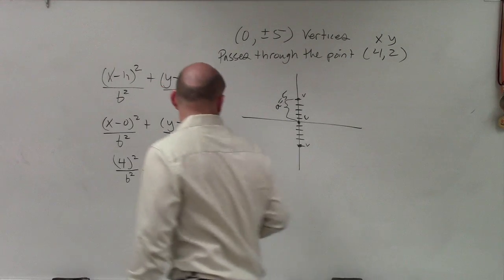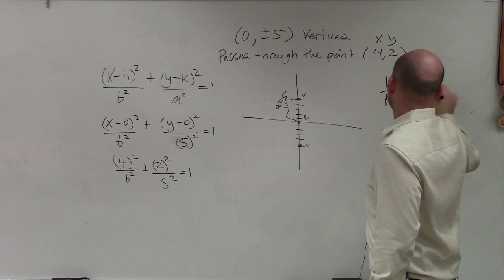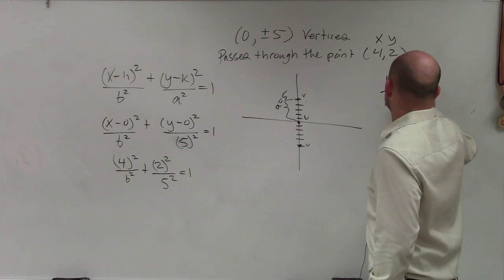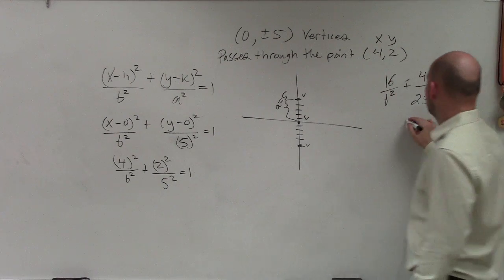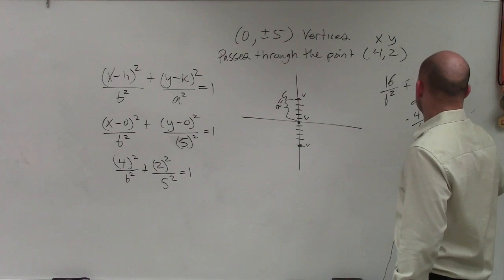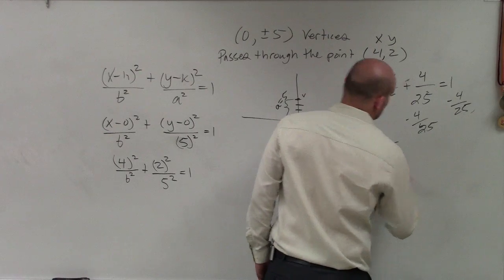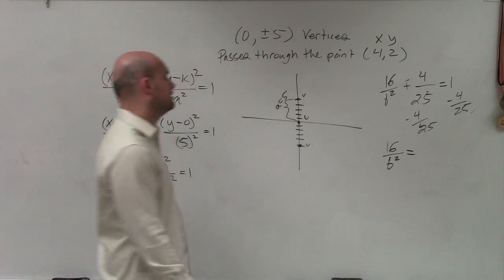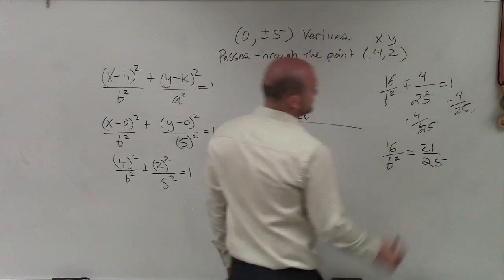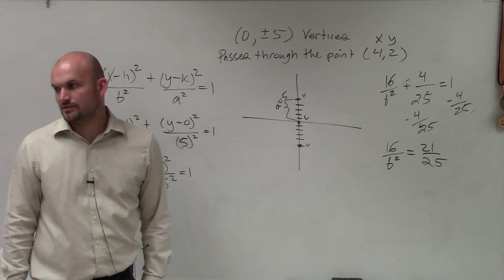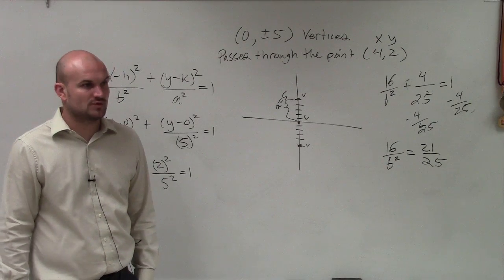So now let's just go ahead and fix this. So that's 16 over b squared plus 4 over 25 equals 1. To solve for b squared, I'll subtract 4 over 25. So I have 16 over b squared is going to equal 21 over 25. Yes? Anybody need me to? No. Is that correct? Because you changed the 1 to 25 over 25?